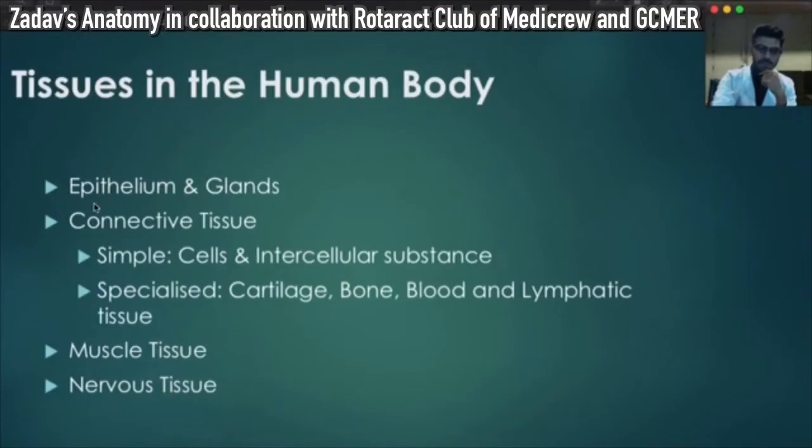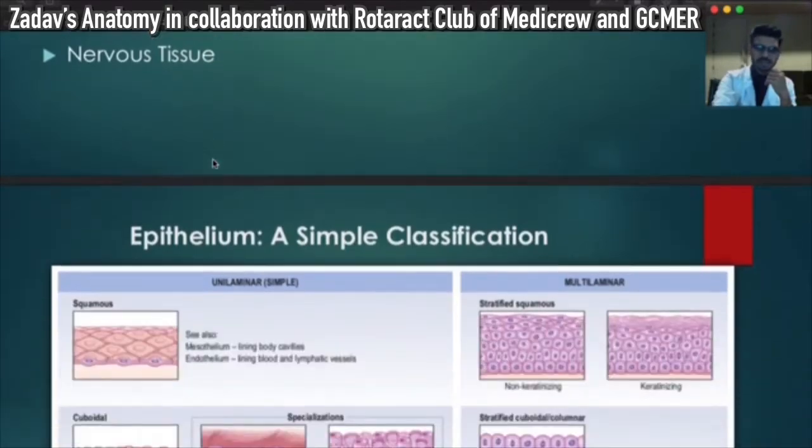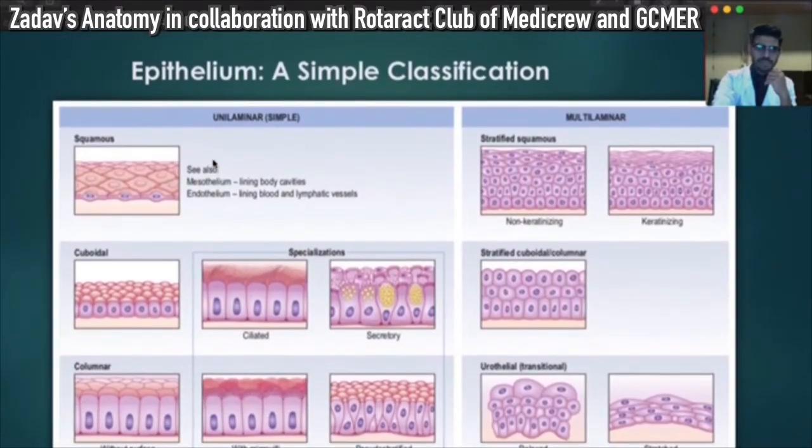Okay, so tissues in the human body. I'm sure you all know that tissues are actually a bunch of cells that have gathered together to perform a specialized or a common function. The first thing that you study in the academic year is epithelium and glands. I'm not going to get into the definition of epithelium, but you basically know that it lines the surfaces, right? Lines surfaces and it lines the internal tubular structures, the luminal aspect of things.